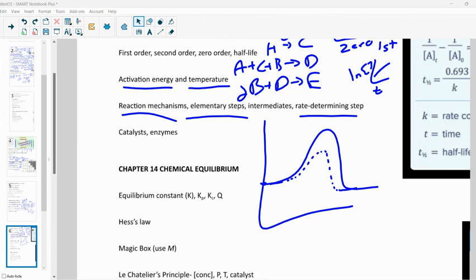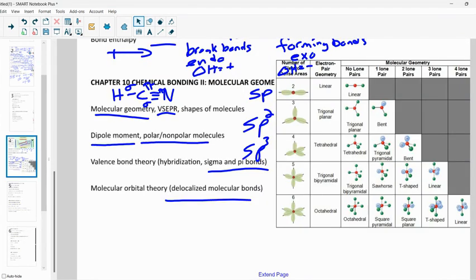Wait, what's the difference between intra and intermolecular?